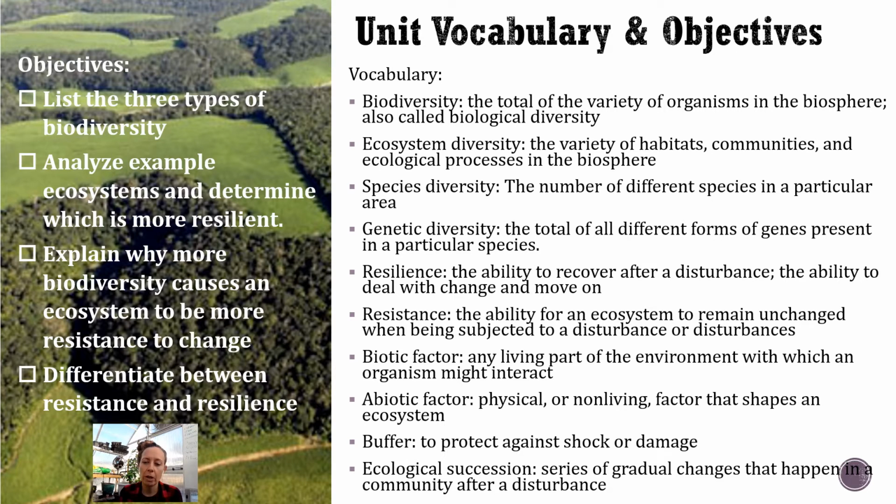The objectives, so what you need to figure out this chapter is you need to be able to list the 3 types of diversity. You need to be able to analyze an ecosystem and determine if it's resilient or not, explain why biodiversity causes an ecosystem to be more resistant to change, and differentiate or tell the difference between resistance and resilience.